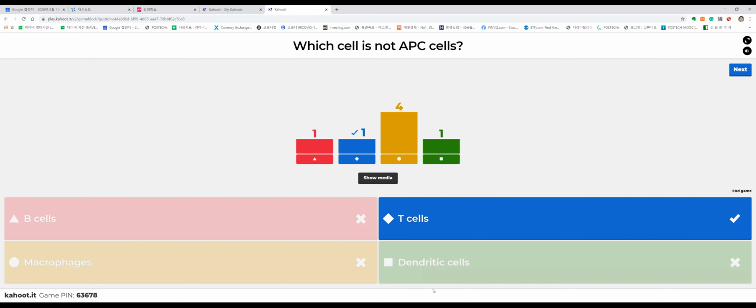Dendritic cell is a representative antigen presenting cell. Macrophages can also swallow, as phagocytes, but they can also present those antigens. B cells do present antigen too, and then they can be activated by other cells, like T helper cells. T cells do not have the antigen presenting function.